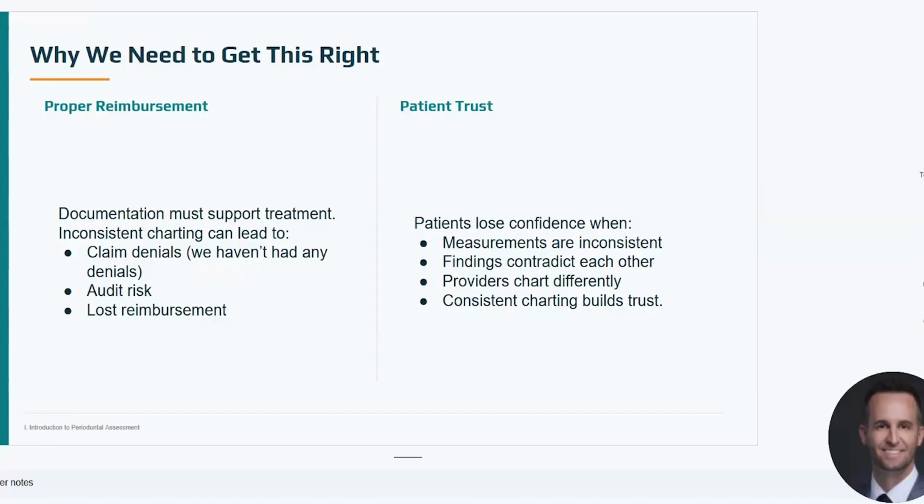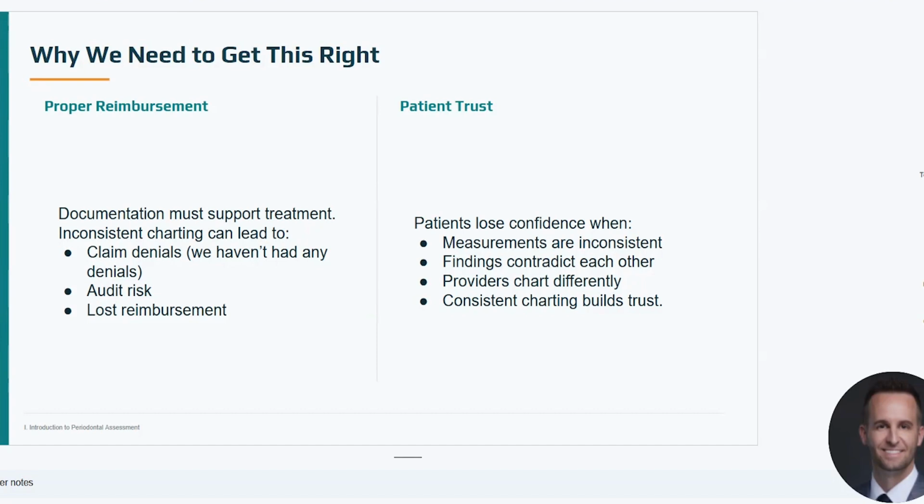Audit risk. If we were to ever be audited, we could show that we are doing what is right. We are not over-treating or under-treating. And then, of course, lost reimbursement. If we are underdiagnosing our scaling and root planings, of course, we're not going to get paid for the services we provide. If we are over-treating, then obviously we are doing a disservice to the patient. We are stealing their money.